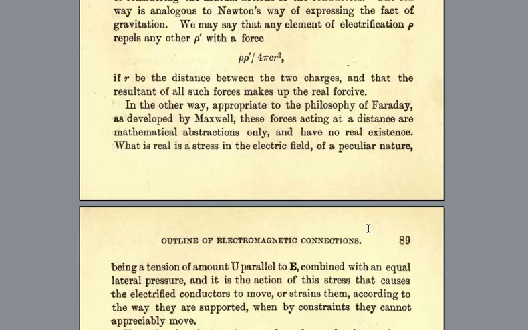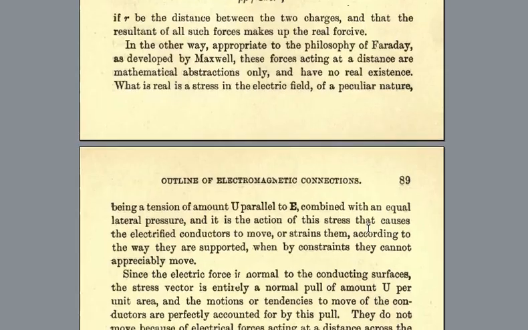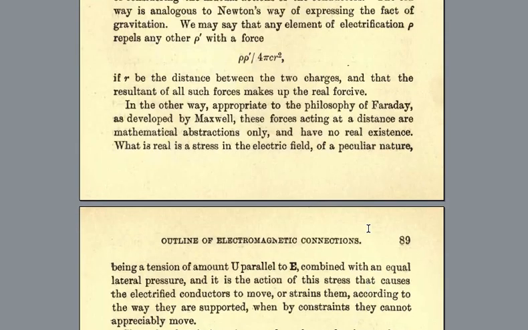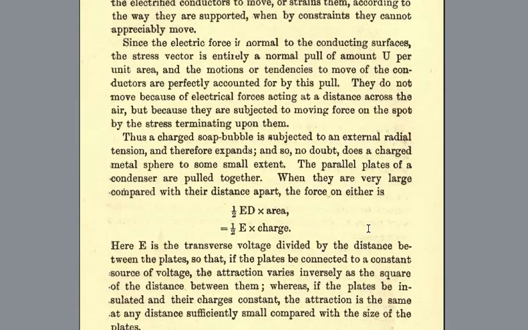What is real is a stress in the electric field of a peculiar nature, being a tension of amount U parallel to E, combined with an equal lateral pressure. And it is the action of this stress that causes the electrified conductors to move, or strains them, according to the way they are supported, when by constraints they cannot appreciably move. Since the electric force is normal to the conducting surfaces, the stress vector is entirely a normal pull of amount U per unit area, and the motions or tendencies to move the conductors are perfectly accounted for by this pull.